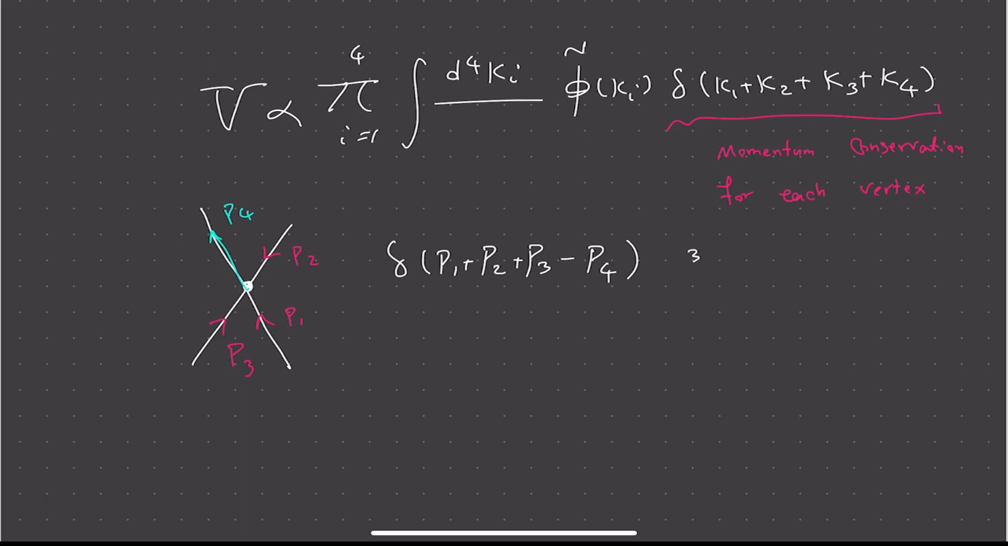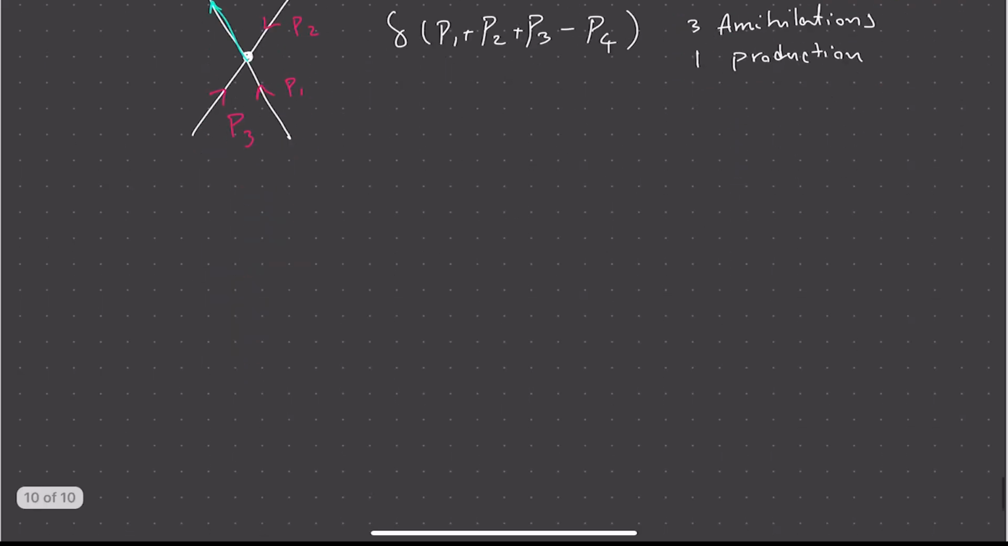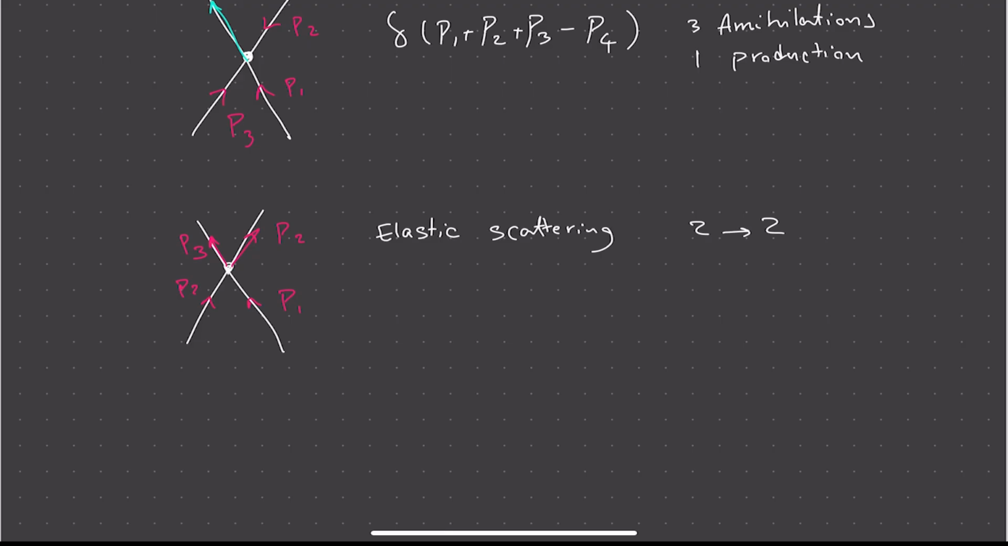So that basically means 3 annihilations, and then 1 production. The other possibility is that you say, I'm going to consider 2 particles coming in and 2 going out. That can be called elastic scattering. It means 2 by 2: 2 go into a vertex and then 2 go out. So the number of particles doesn't change. It's just about the exchange of momentum, so P1 and P2 go to P3 and P4.